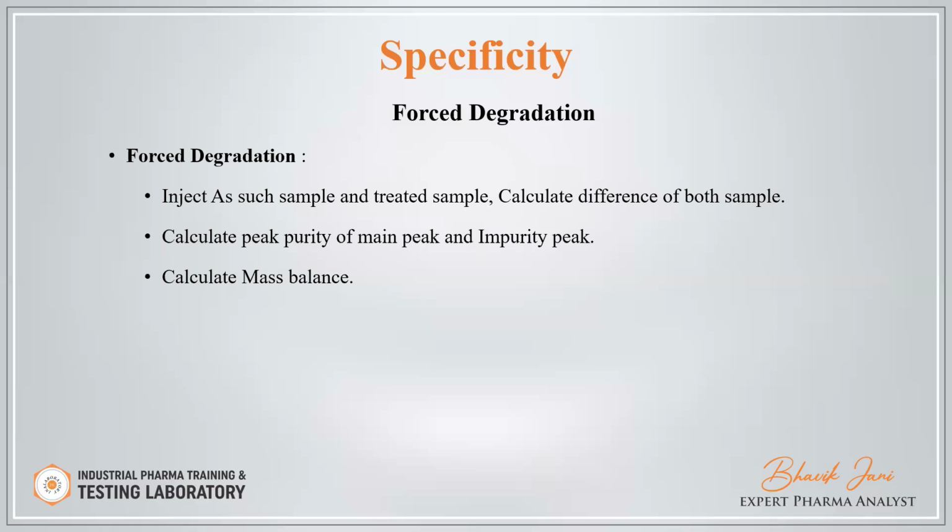In forced degradation, we have to inject the untreated sample and the treated sample. Treated sample means degraded sample, and calculate the difference of both samples. Calculate the peak purity of the main peak and the impurity peak, and calculate the mass balance.